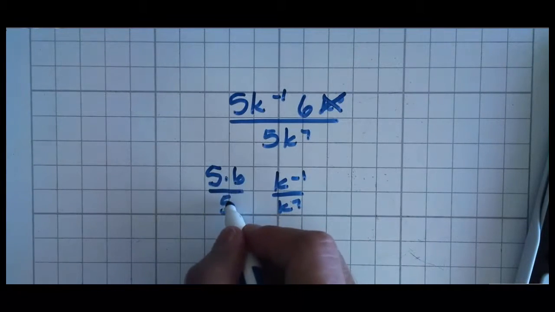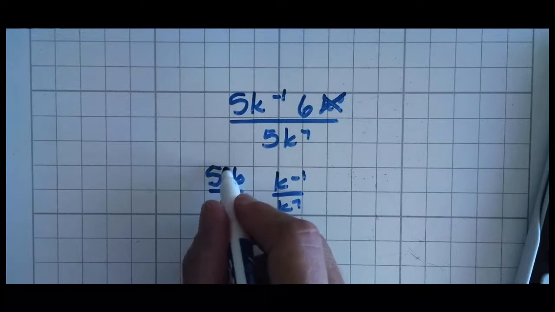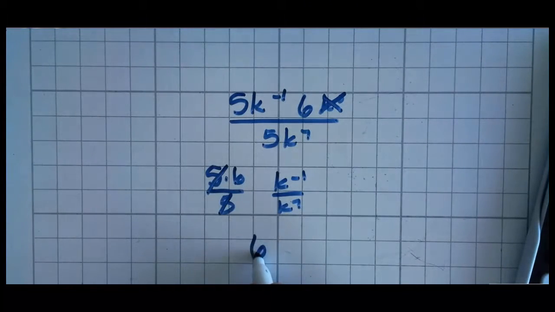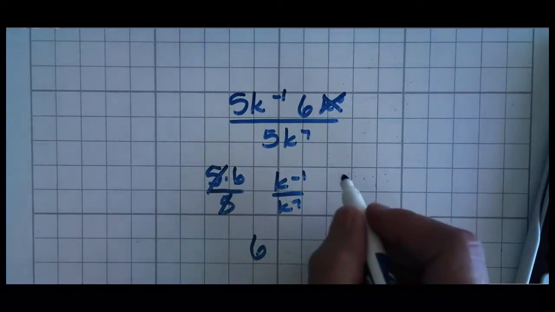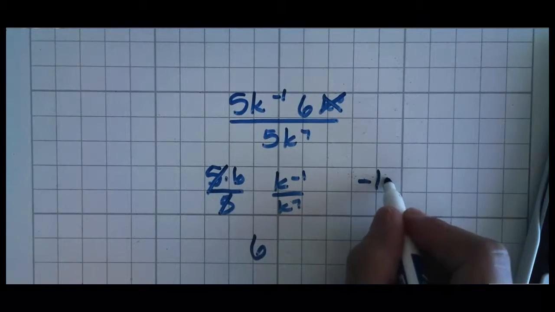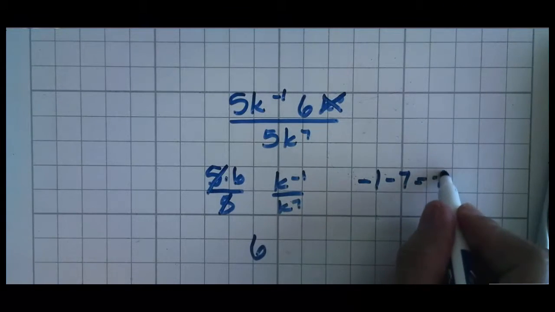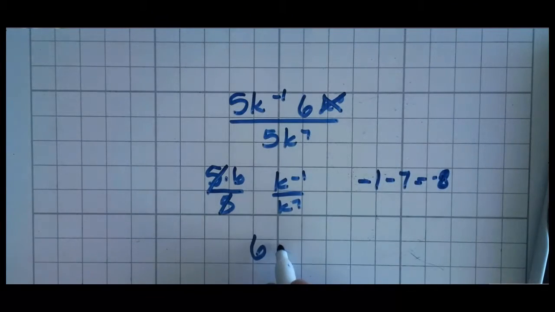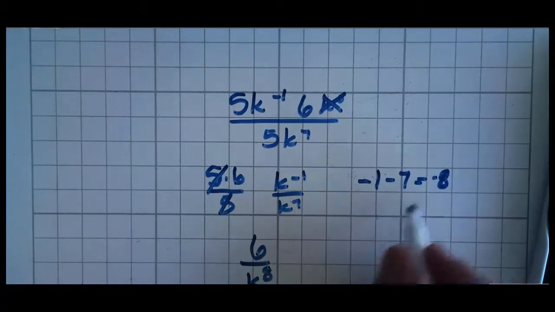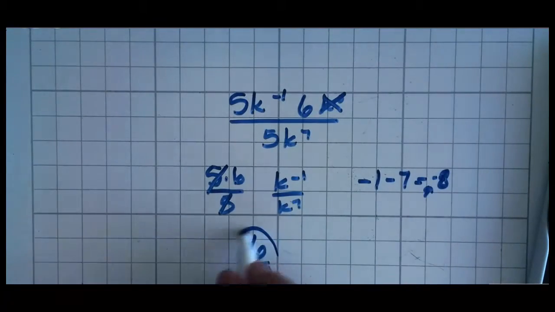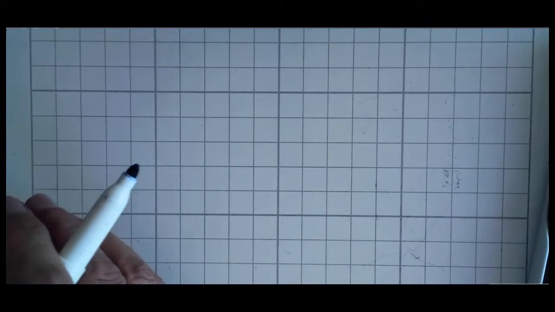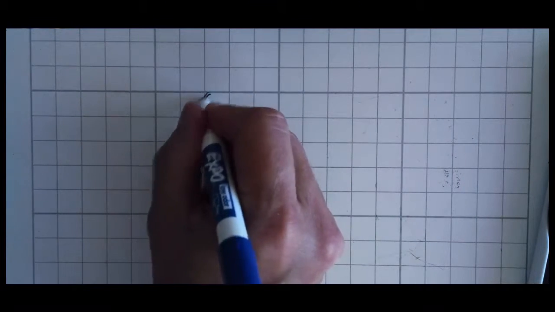Now, 5 times 6 is 30, divided by 5 is 6, or you can simply cancel it. You know your number is 6. What about your variables? Well, I've been teaching you take your top exponent minus your bottom exponent. Negative 1 minus 7 is negative 8, which tells you it's 6 over k to the 8th. That negative tells you it's going to go in the denominator. When they get too involved and there's too much information all there, it's really hard sometimes to separate it out. I'll show you what I do.